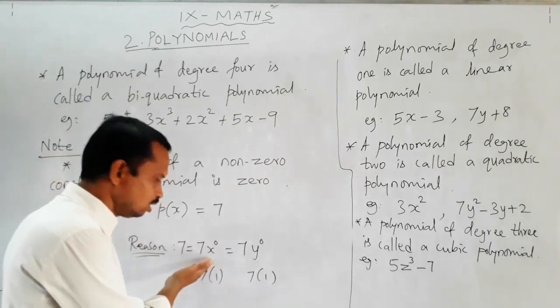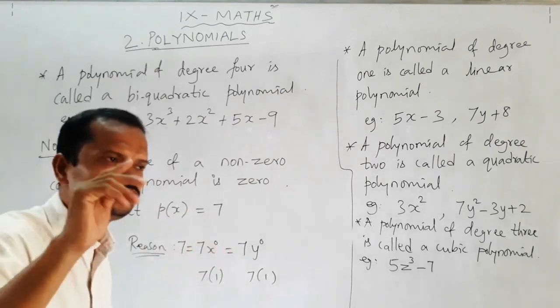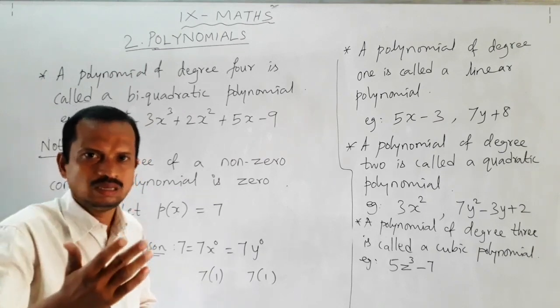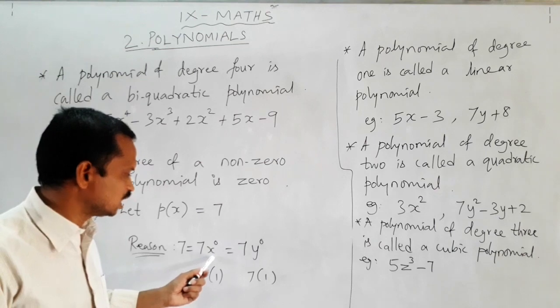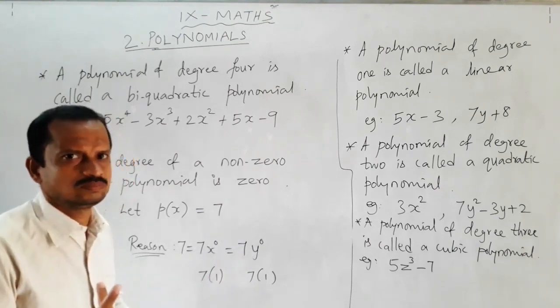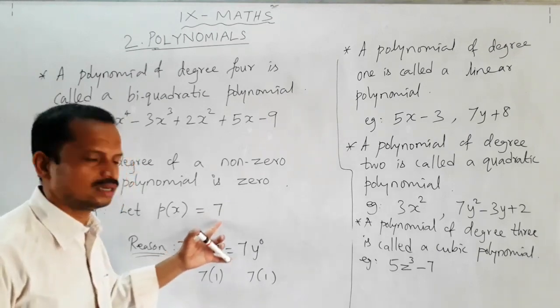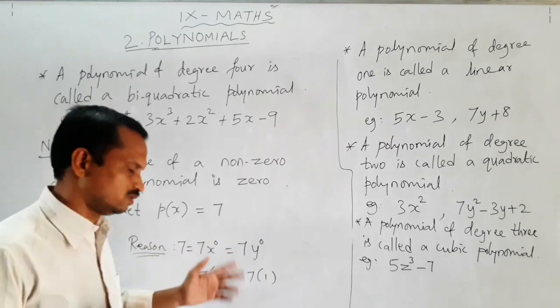Then this is called what? The degree is 0. If it is x square, then we can say the degree is 2. If it is y cube, then we can say the degree is 3. That is the highest power 3. But here x power 0, y power 0, any variable with power 0, we can say for any non-zero constant. So I take here 7 as a constant.